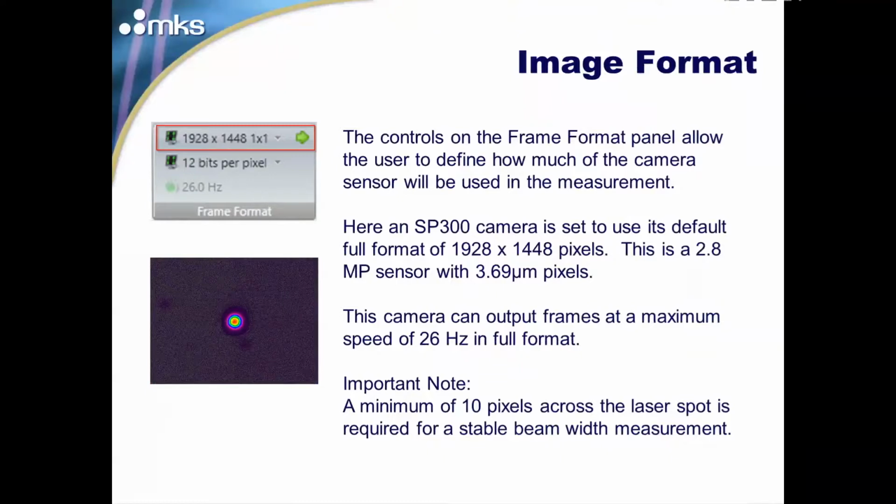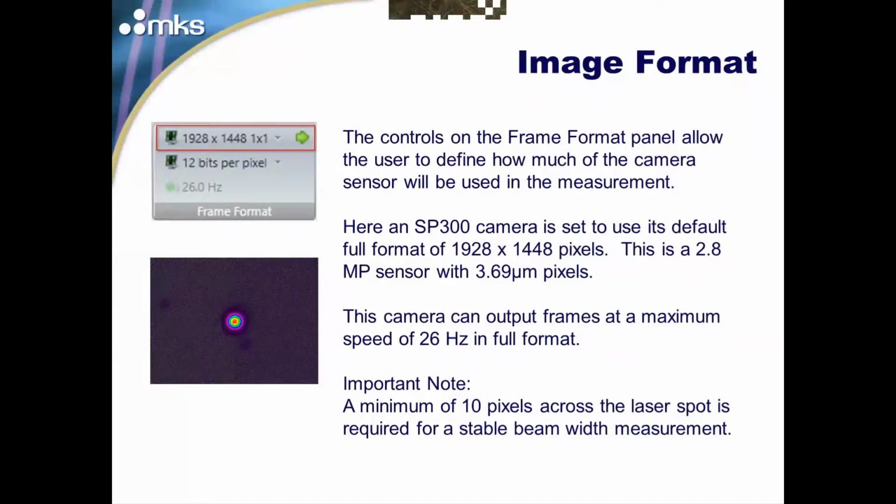The full format is 1928 by 1448 pixels. That's a 2.8 megapixel sensor. It's a lot of data, but the pixels are only 3.69 microns. So really small pixels, allows for high resolution of the laser. It's also a USB 3 camera and allows frames to be output from the camera at 26 hertz optimally.